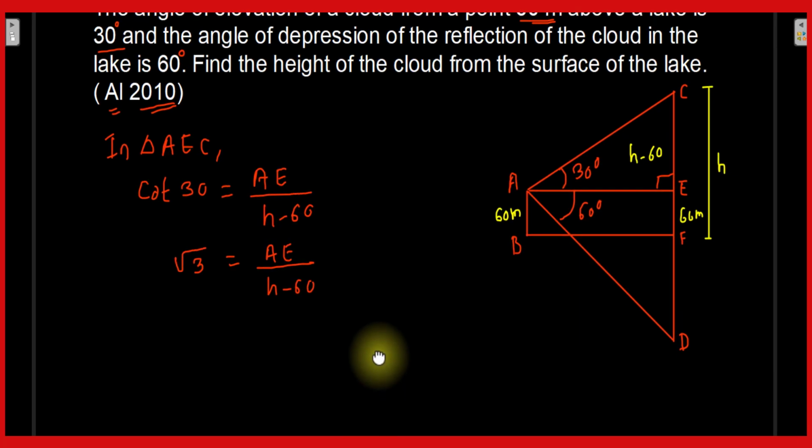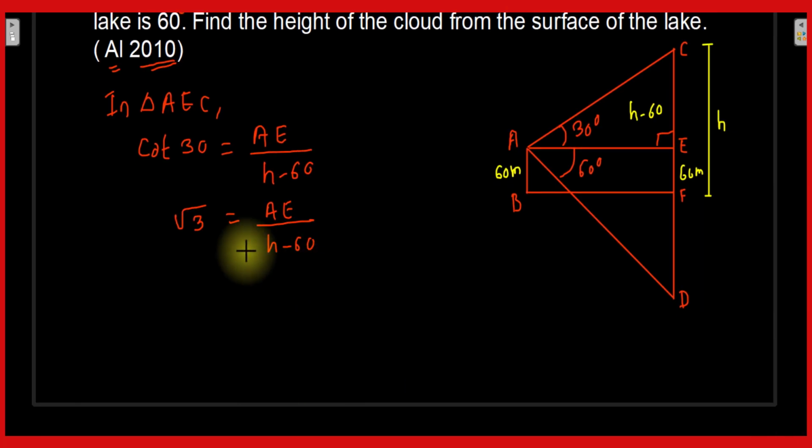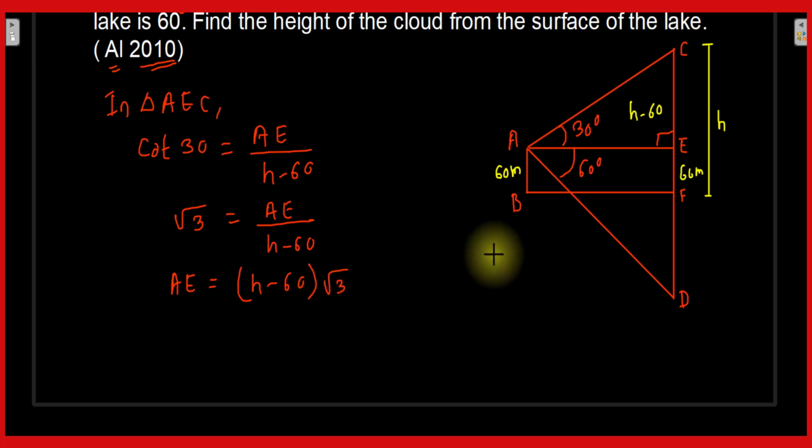Now multiply by H minus 60 to this side, and so AE is equal to H minus 60 multiplied by root 3. So we have got AE as into bracket H minus 60 close the bracket into root 3. Let this be number 1. Now we will take the triangle AED.